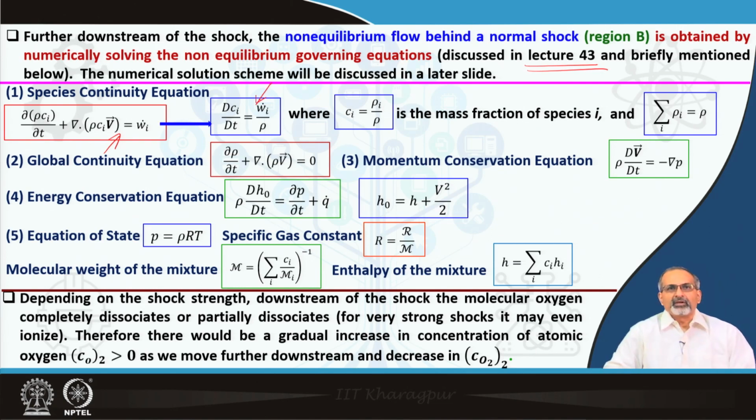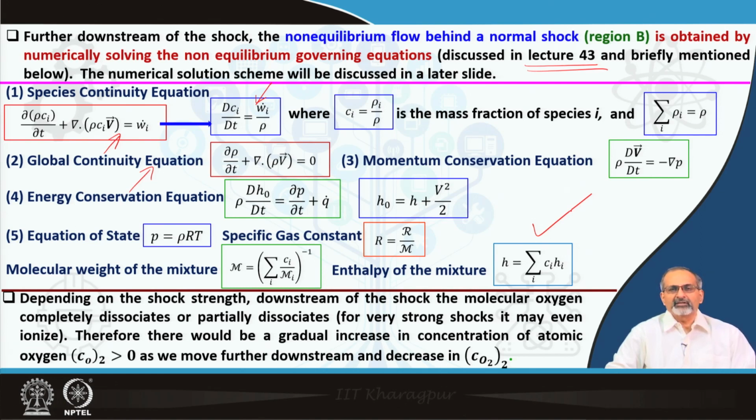We are talking about the species continuity equation that we learned there, and if you talk about the one dimensional steady model, then it will be simplified further. The global continuity equation, the momentum conservation equation, the energy conservation equation, the equation of state, and then additional equations for specific gas constant, molecular weight and enthalpy of the mixture. All this should still be fresh in your mind because we just studied it in the previous lecture.